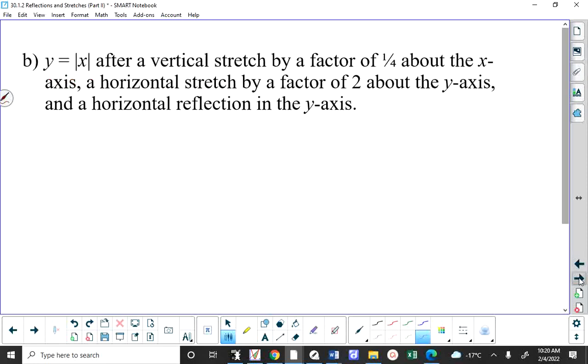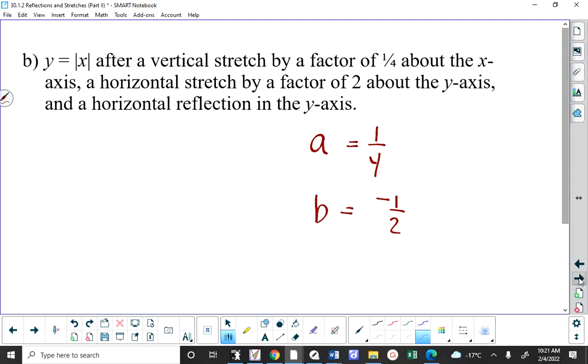Absolute value of x. If I have a vertical stretch by a factor of 1/4, that means A is 1/4. If I have a horizontal stretch by a factor of 2, that means B is 1/2. There's a horizontal reflection across the y-axis, so if it's reflected horizontally, B actually is negative as well as being 1/2.